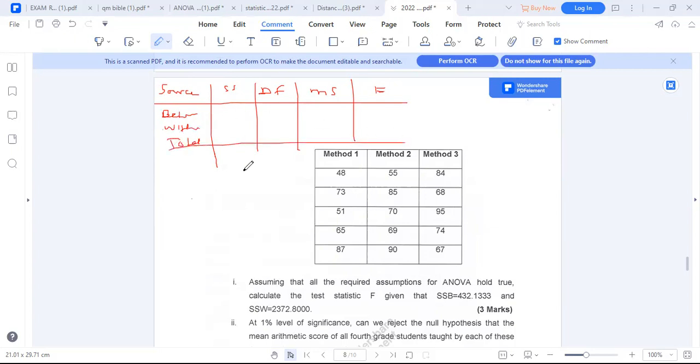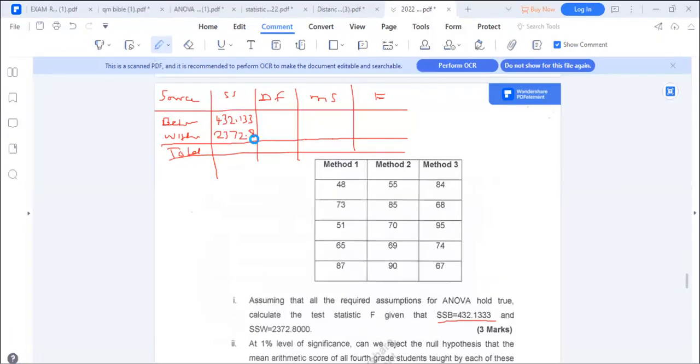Total. Right. So between we've been given as what? 432.13. Then within we've been given as what? 2372.8. Then how do we get the total? We add within and between. Correct, what do we get? 2804.93.